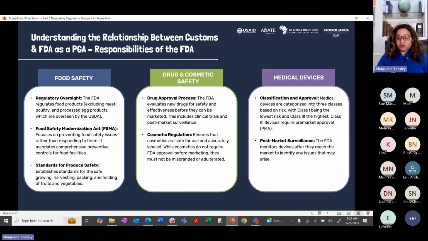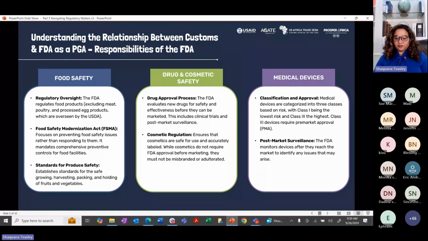Classification and approval for medical devices. Medical devices are categorized into three classes based on risk. Again, risk sometimes is also seen as safety. You have class one being the absolute lowest risk, and class three being the highest risk. There's the same criteria when we're talking about the potential for hazardous materials or dangerous goods. Class three devices are required to have premarket approval, or PMA. PMA is not post-market surveillance, but it is an approval process. Working with FDA directly and understanding what those are will give you the guidance that you need to make sure you're in compliance.